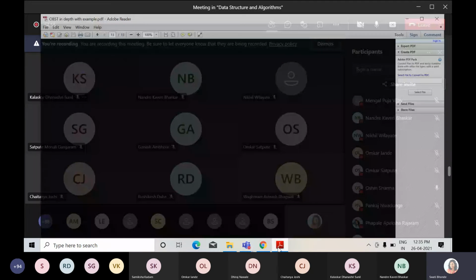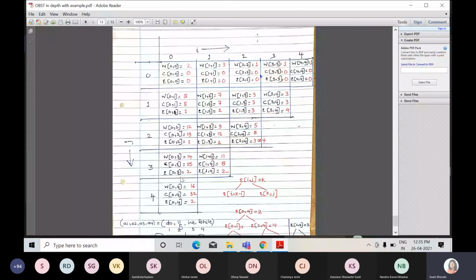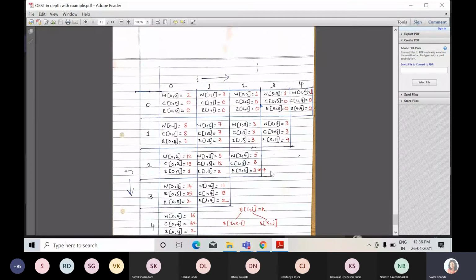Okay, so after generating this table, now we will see how to generate the tree from this table. That is the last part which we need to see. And one more thing I would like to tell you here is that for r of 2 comma 4, we will just go through this one calculation. So just have a look, where is r of 2 comma 4?